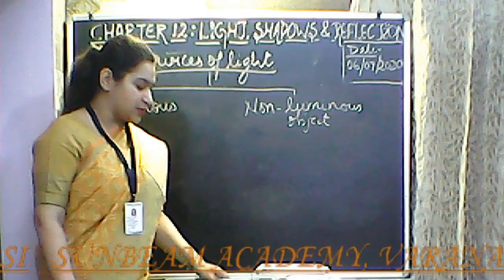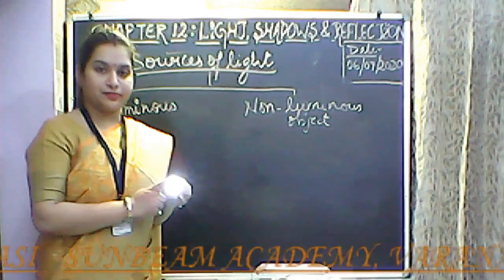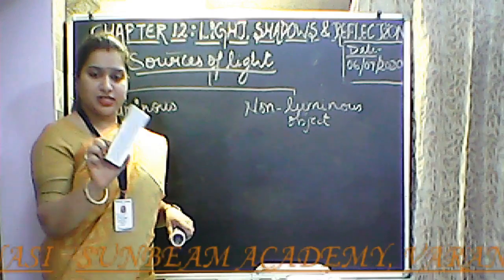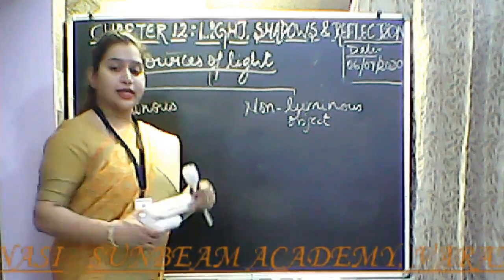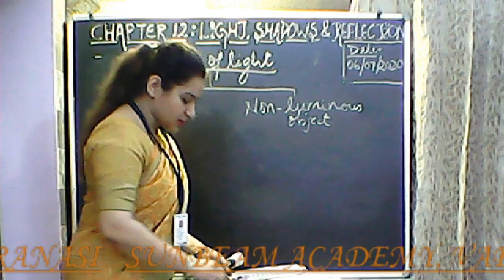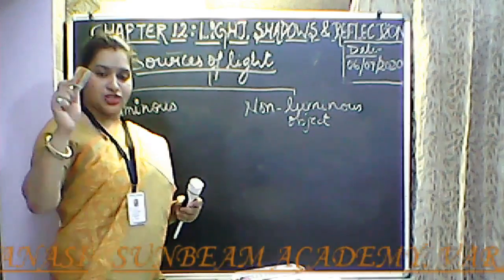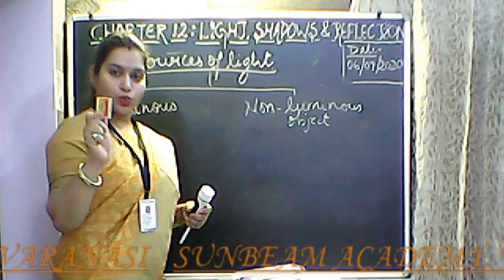For example, this torch is emitting light, isn't it? But this duster, is it emitting light? No. This lamp can emit light, but if I say this matchstick or a matchbox, can it emit light? No. Okay?